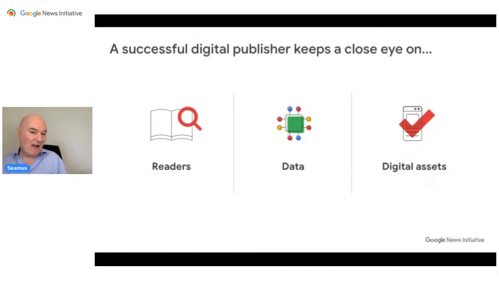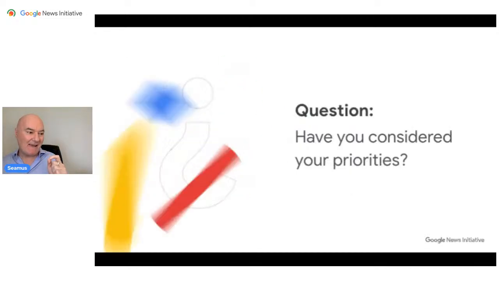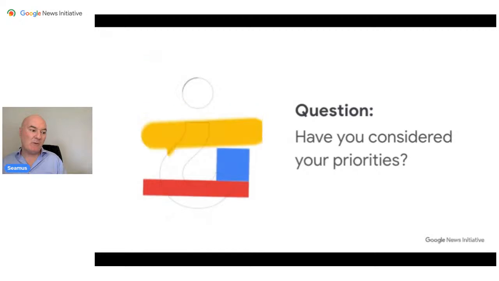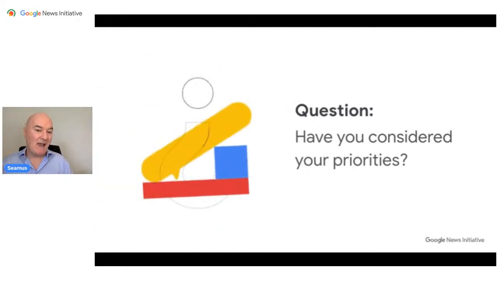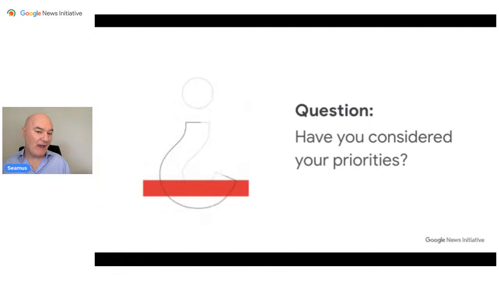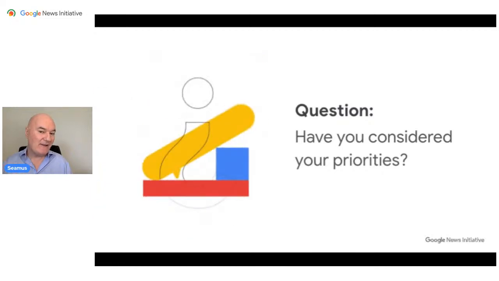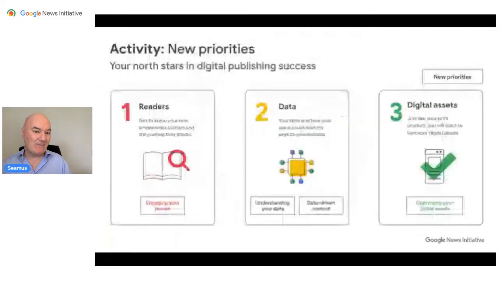So let's highlight some of those new priority areas. Readers, data, and digital assets, all very, very important. And I like to see the fact that readers are number one there, so the people at the heart of all of this, then making use of the data and making use of the tools and the assets. And that's the big question for you as well, isn't it? Have you considered all of your priorities when it comes to all of this? Are you putting the focus on readers, data, and assets?